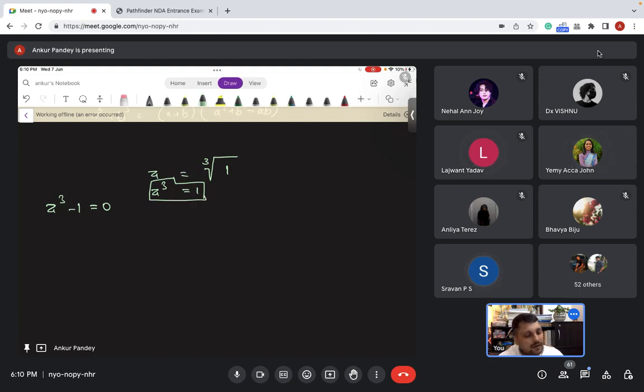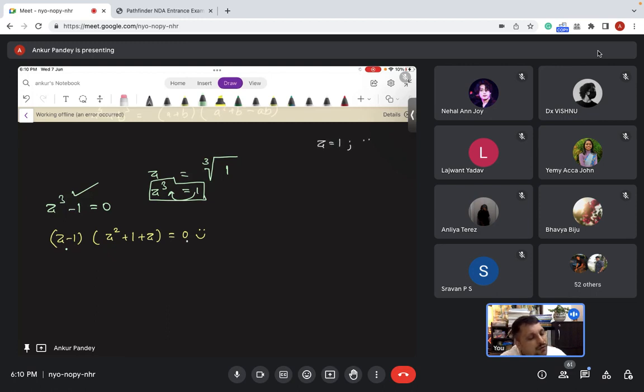Yes, sir. Hence, this comes this side. We can write like this. Once this happened, we go like (a minus b)(a square plus b square plus ab) equal to 0. Understood? Then we are like, okay, if this part is equal to 0, then pretty obvious z equal to 1.